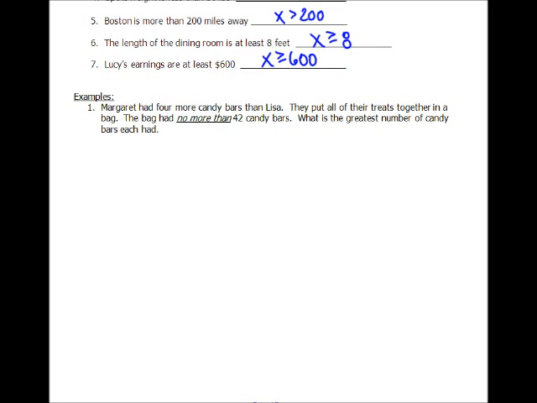Margaret had 4 more candy bars than Lisa. So again, this is our let statement, all right? And then we're going to use the rest of the information to form our inequality. So Margaret had 4 more candy bars than Lisa. I'm going to let x be Lisa's candy bars, okay? And Margaret then would be x plus 4. Then we read the rest of the information to give ourselves the inequality.